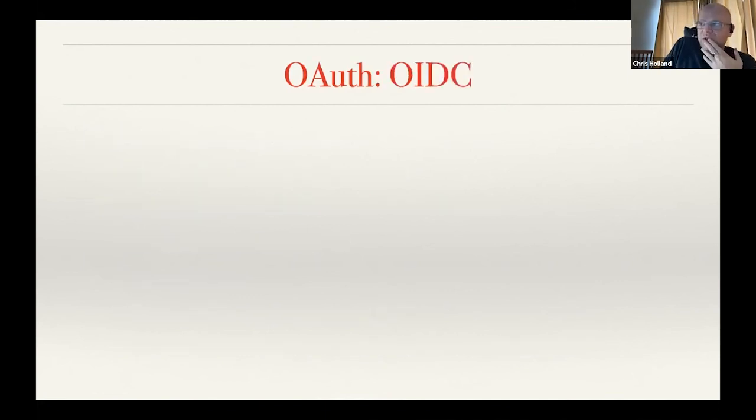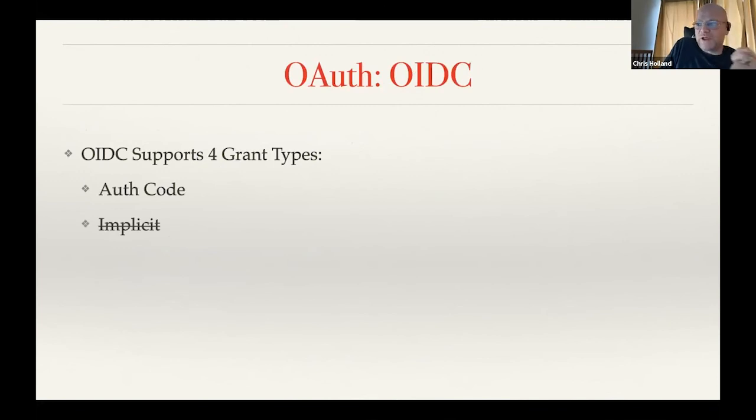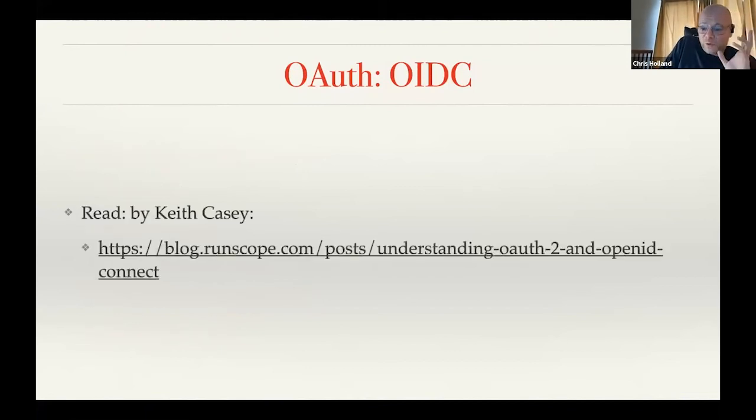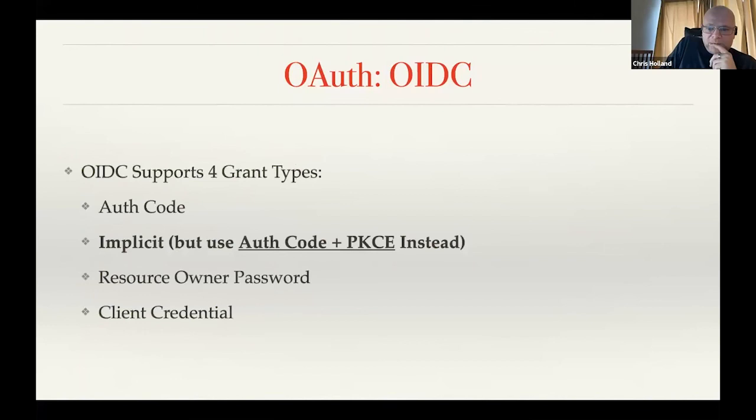Okay. So OIDC supports 4 grant types. You have auth code. It's used to support implicit, but then that got augmented with what's called auth code plus a PKCE workflow. I have a link to it. There's resource owner password, and client credential. I'm not going to go into all of these. If you want to learn more about these, I have an article here by Keith Casey that goes into all of these. But we're going to look at one of them, which is the implicit flow.